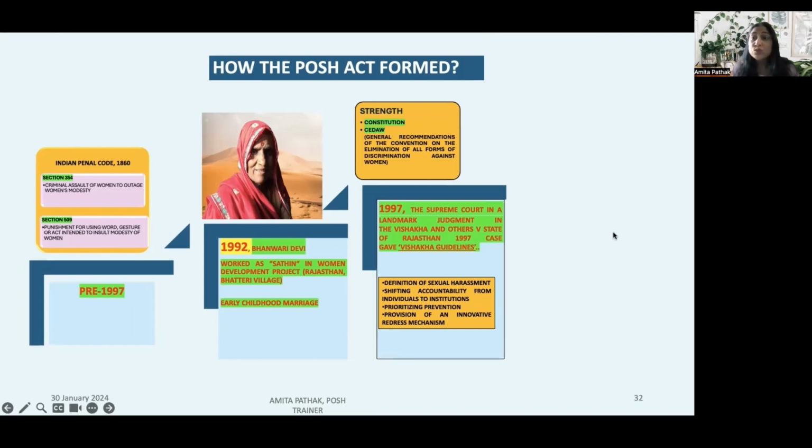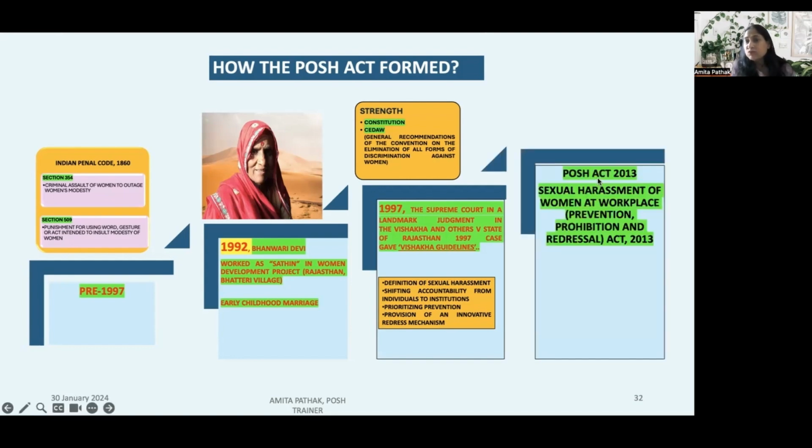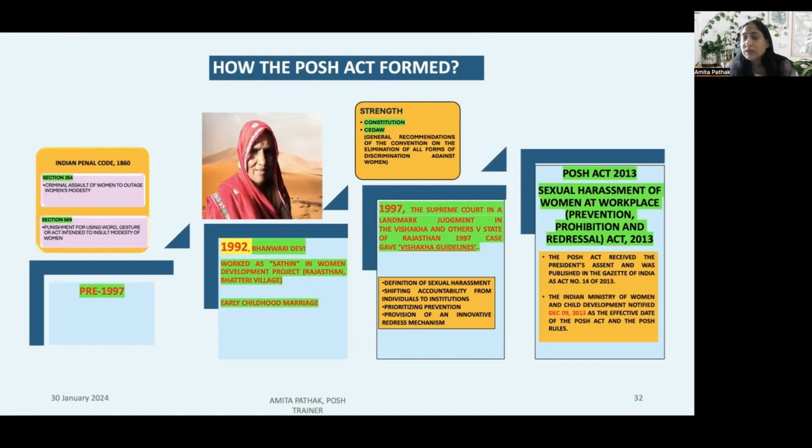From 2007 onwards, the Women Protection Bill came into Parliament. In 2012 it passed in the Lok Sabha, and in 2013 in the Rajya Sabha, and then the Sexual Harassment of Women at Workplace (Prevention, Prohibition and Redressal) Act came. Two important things to know here: the POSH Act received the President's assent and was published in the Gazette of India as Act number 14 of 2013, and the Ministry of Women and Child Development notified December 9, 2013 as the effective date of the POSH Act and the POSH Rules. So this is the history of how the POSH Act was formed.